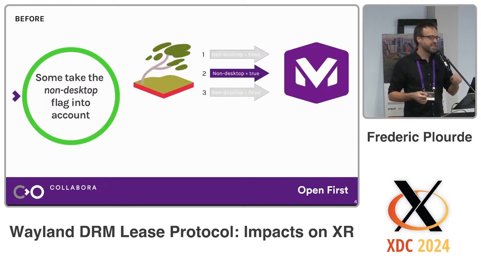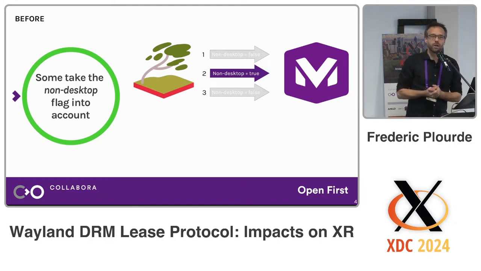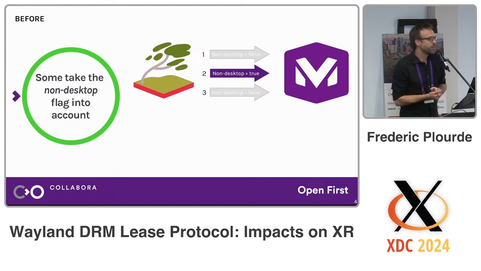And so here, this allowed us to interact with the very nice people at Sway and the very nice people at Labwc, the Wayland compositor. And here you can see on one end of the spectrum, some compositors like Sway will take the non-desktop flag into account. So here, for example, we'll offer output number 2 with the non-desktop flag equals true. But from the Monado perspective, this is not always the ideal scenario because, for example, super new XR headsets are not going to be supported by the kernel, and the non-desktop flag is not going to be properly handled.